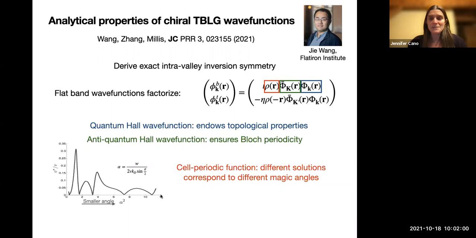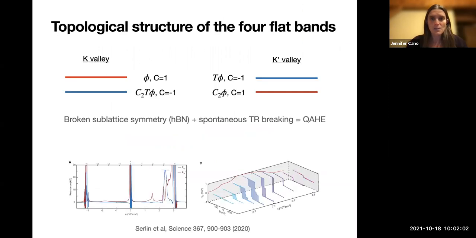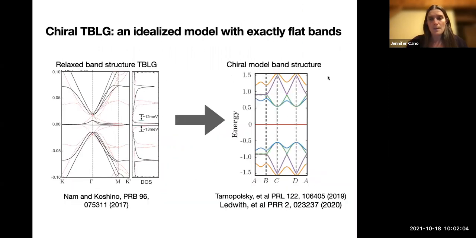And this is an idealized model anyway. So this chiral model that I was mentioning, what this model is, your two layers can have AA and AB coupling, and it only keeps the AB coupling. So it's a very idealized model, which has nice analytical properties and nice spectral properties, but it's idealized. And so, for example, this is the ab initio band structure where the bands are relaxed. We don't have even a mechanism for doing that in our model.